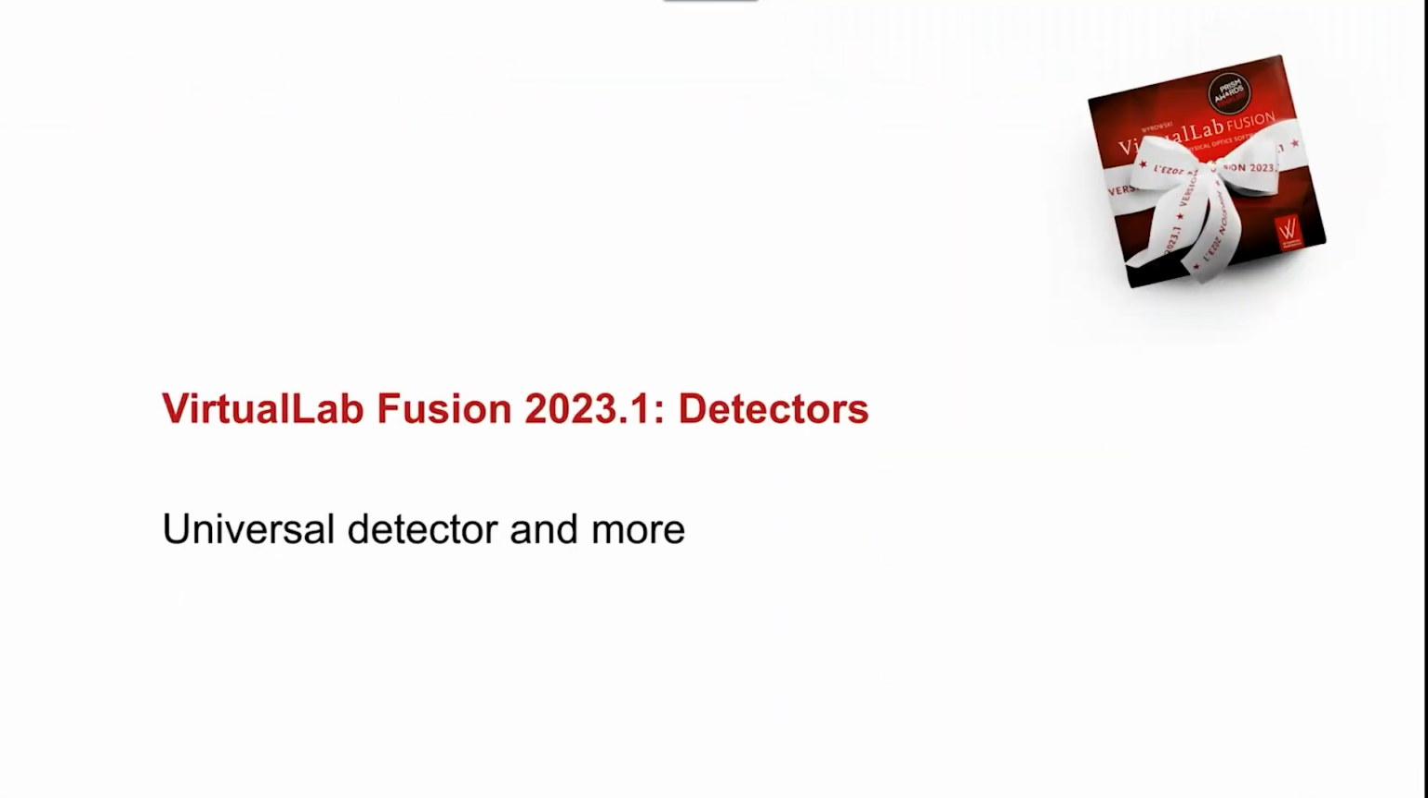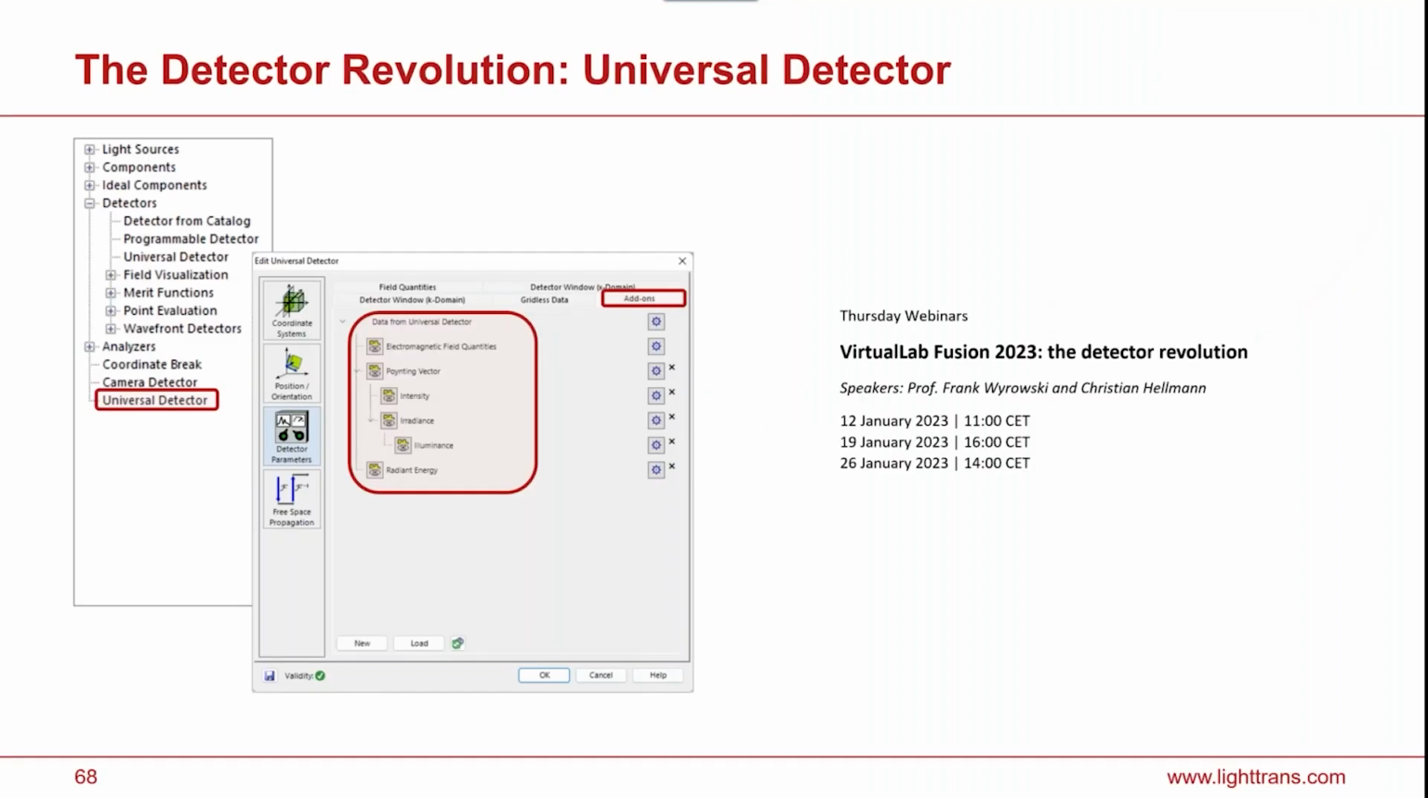Good. Now to detectors, because that is a major topic on the Thursday webinars. I don't need to talk too much about it, but at least to give some kind of idea. It looks like the following. You have a universal detector. The universal detector is calculating the field quantities. Then you have add-ons. And these add-ons are just added.